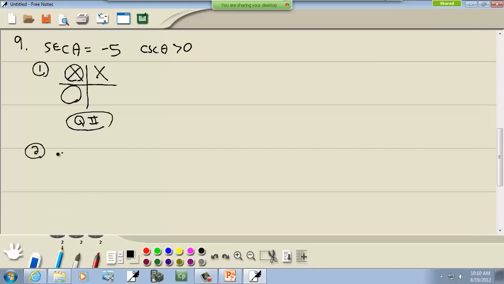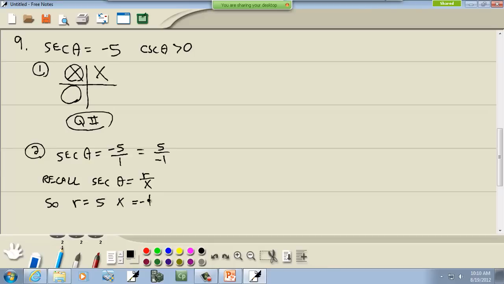Well, step 2. Secant theta is equal to, and if you don't have a fraction, you can always create a fraction by putting it over 1. Now recall though, secant theta from our formulas is equal to r over x. Now r can't be negative, but I could equally take that negative and put it down below like that. So r is going to equal 5, and x is going to equal negative 1.